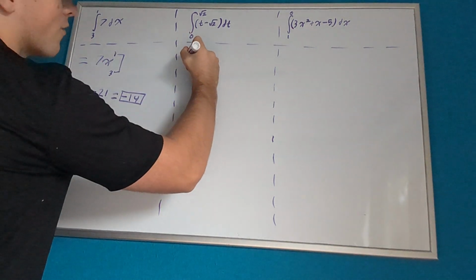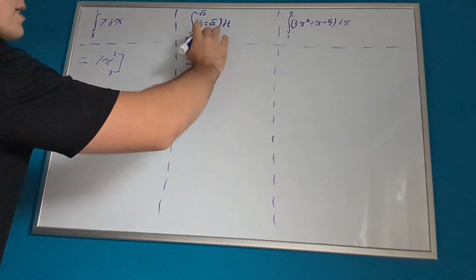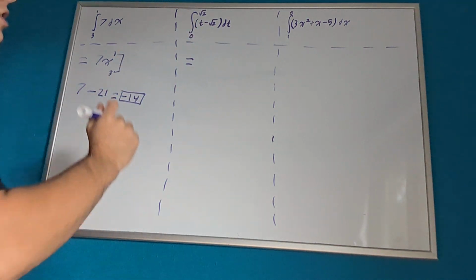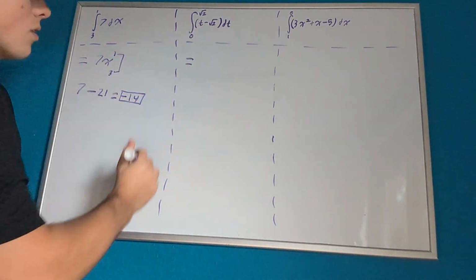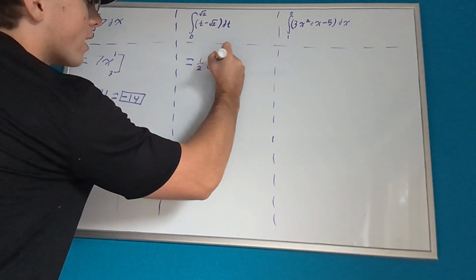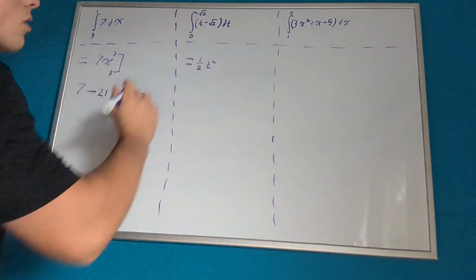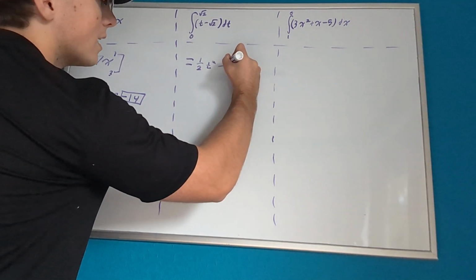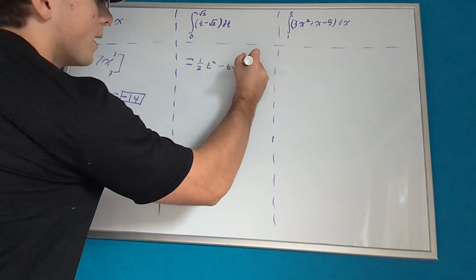Once again, our first step is to take a look at the integrand. The integrand is t minus square root of 2. So our first step is taking the integral of this. What's the integral of t? That's 1/2 t squared. Then, what's the integral of negative square root of 2? That'll be negative t square root of 2.